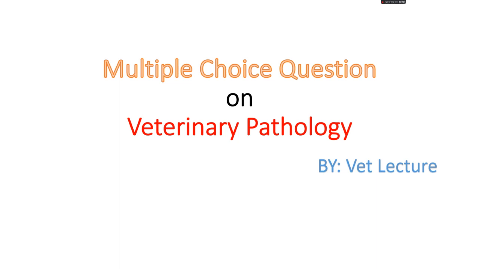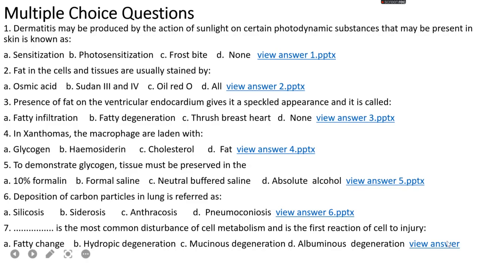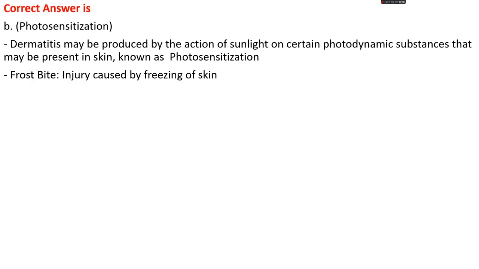Today we will discuss multiple choice questions on veterinary pathology. Question number one. Dermatitis may be produced by the action of sunlight on certain photodynamic substances that may be present in skin, is known as: option A, sensitization; option B, photosensitization; option C, frostbite; option D, none. The right answer is option B, that is photosensitization.